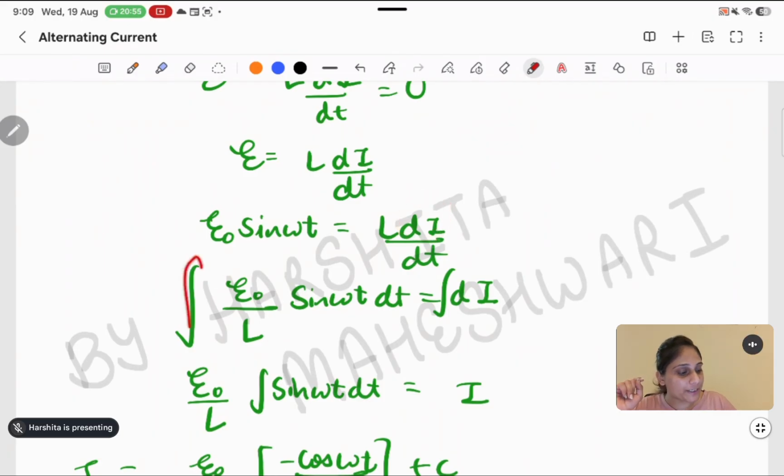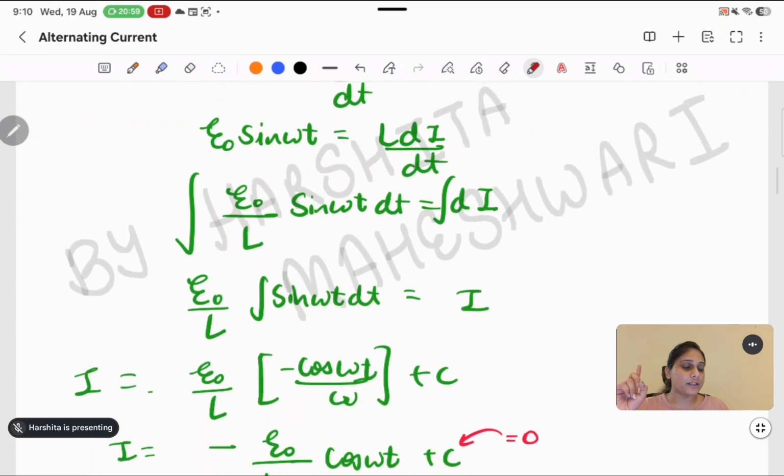Now we have to integrate both the sides to calculate the complete current. I told you earlier also that we will be deducting this integration sign with the derivative sign, but we will not be showing this as a mathematical part. You have to do this in your mind just to understand. So we will be left with only the value of current, and E naught by L is a constant value. We will take it outside.